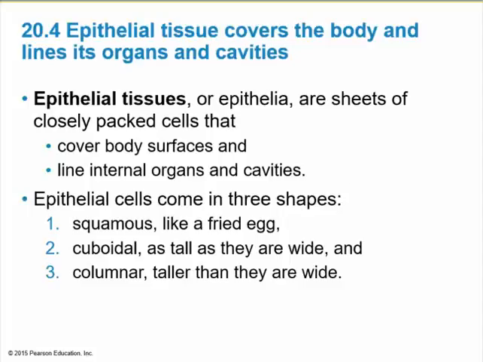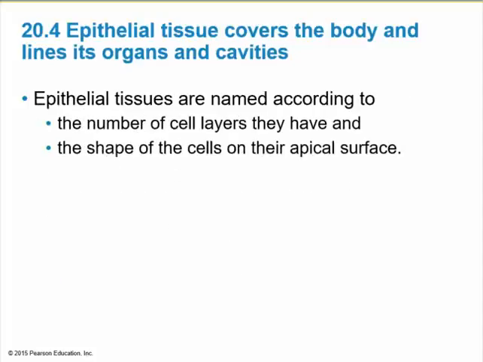All right. Epithelial tissues are named according to the number of cell layers they have. Simple means 1 cell layer. Stratified means multiple cell layers. They are also named for the shape of the cells on their upper surface, the surface that is not connected to anything. It's exposed to a space, whether internally or externally.